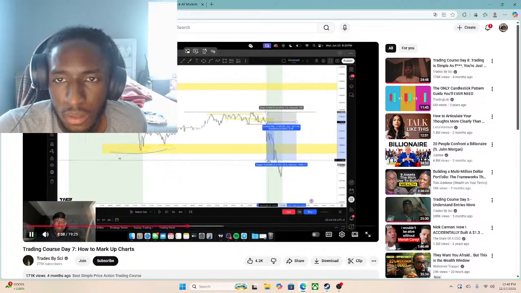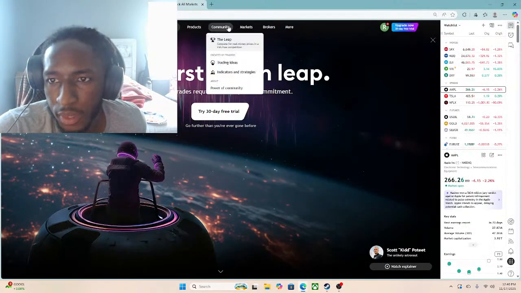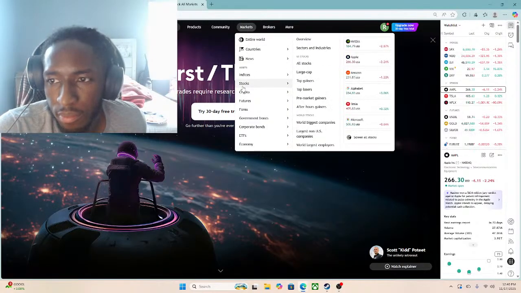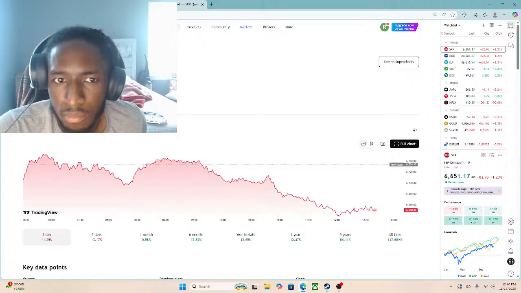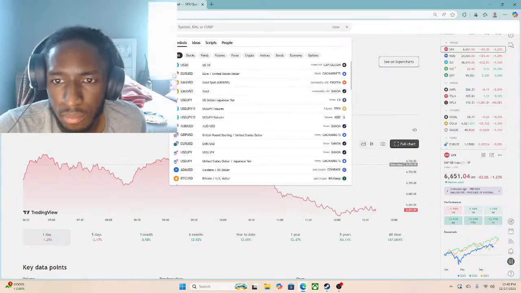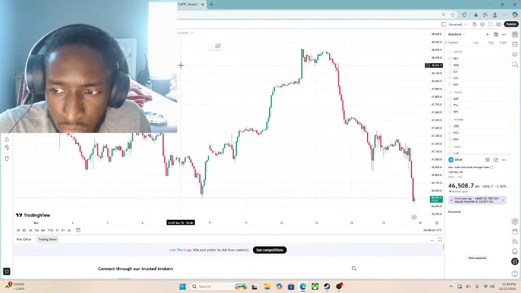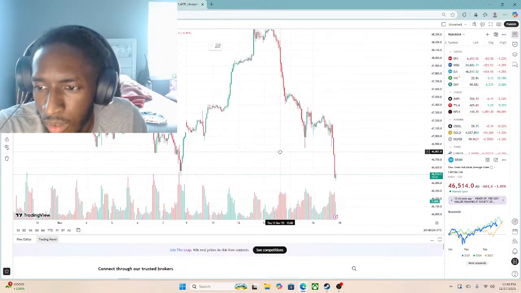How you can do the scaling out or how to exit is normally your target will be here. This will be your first target, and that's already a 1 to 3. Since you're aiming for that 1 to 4, 1 to 3 area, I normally go for 1 to 4s. You can trail your stop loss after this. Me personally, I don't like trailing the stop loss, but for some beginners, it is good to trail your stop loss and learn how to take profits. Throughout that whole day, I would have probably been holding throughout the London session.